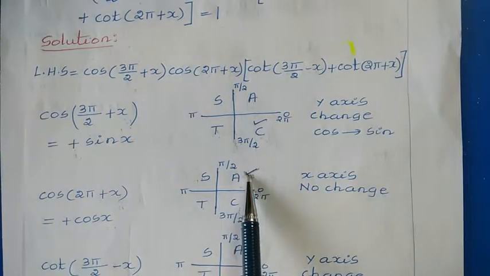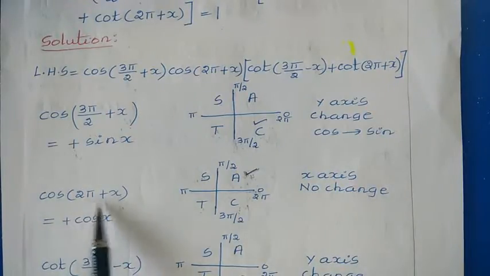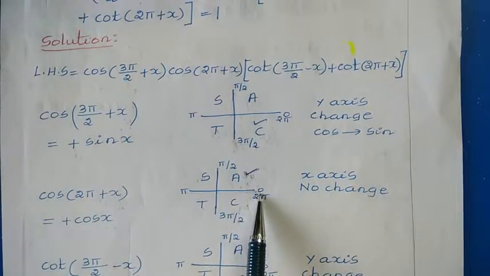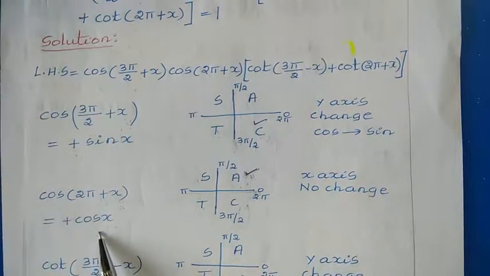So now here we are on the fifth quadrant. That is nothing but the first quadrant itself. So here in the first quadrant, all are positive. That means you have to put the plus sign. Then 2 pi is located on the x-axis. That means there is no conversion. So cos will remain as it is. So here we get cos x.